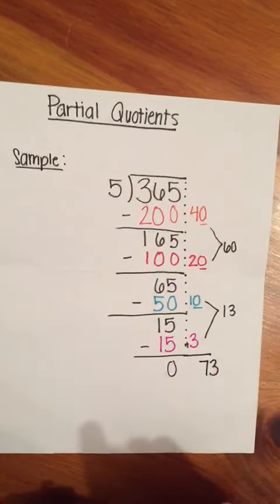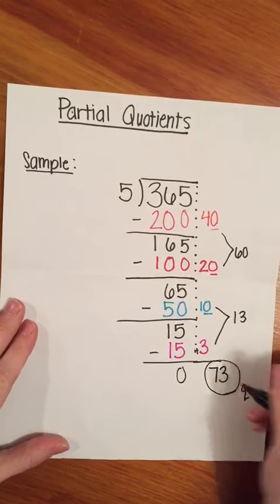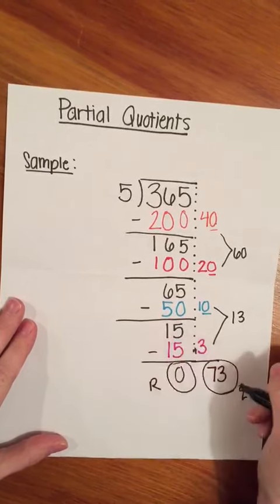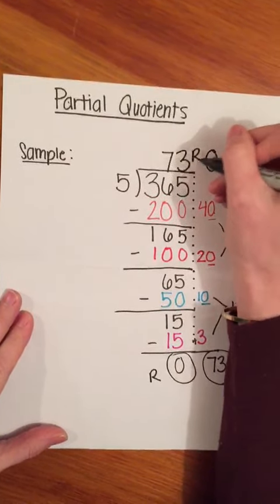But I'm not quite done yet. There's one last thing I need to do. This will become my quotient, and this will become my remainder. So I need to plug it back in at the top. 73 with a remainder of 0.